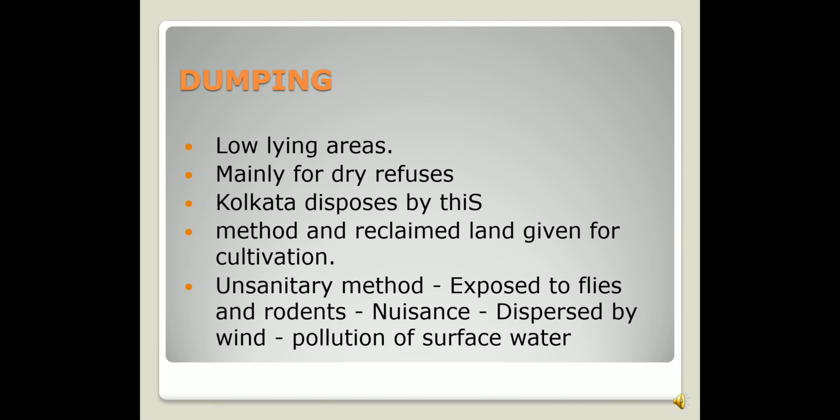The first disposal method is dumping. Dumping is the easiest and most commonly used method for disposal. This method is used by Kolkata and many more cities for disposing solid waste. The method is performed in low-lying areas. It is mainly for dry refuse. Its drawback is that it is the most unsanitary method. In this method, solid waste is exposed to flies and rodents. It can be dispersed by winds. It also causes the pollution of water.